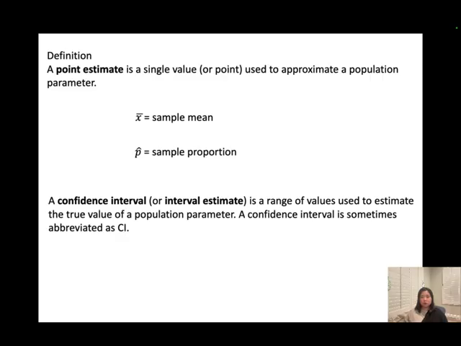Confidence interval. A confidence interval is a range of values used to estimate the true value of a population parameter. This is the confidence interval for the population mean. After we figure out the numbers here, we will believe that the true value of the population parameter lies in this range. In Chapter 7, we will construct the confidence interval for the population mean, and we will construct the confidence interval for the population proportion.